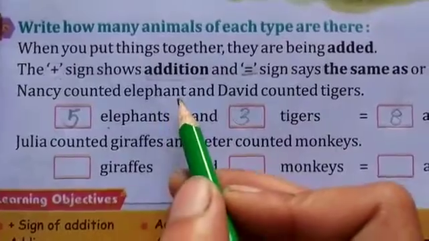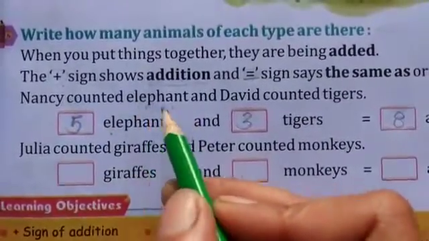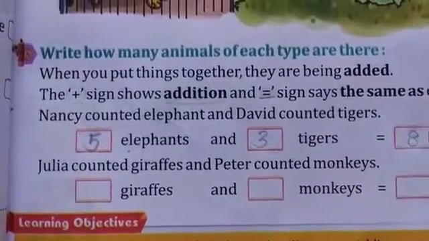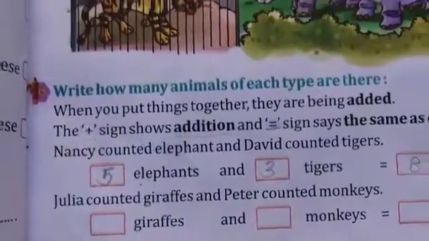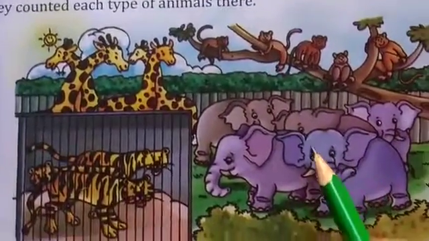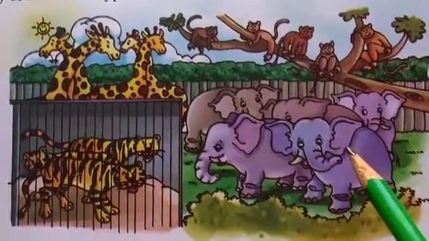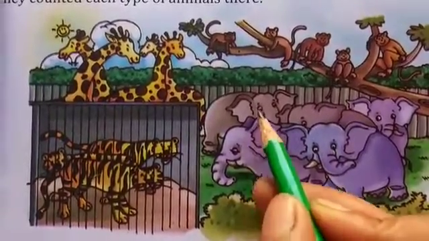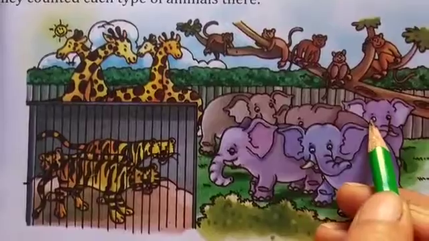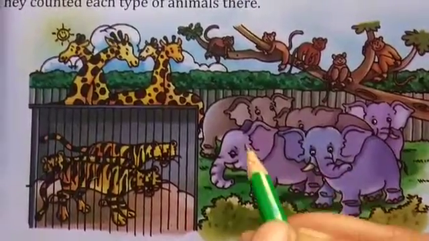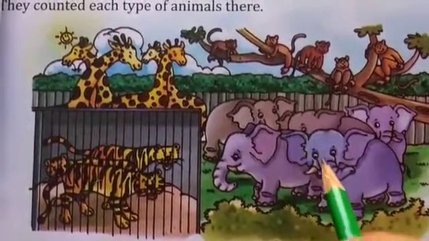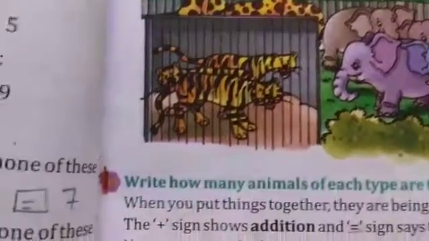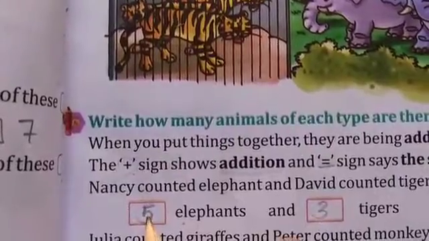Nancy counted elephants and David counted tigers. First we count the elephants. Now come to the picture and count the faces of the elephants. 1, 2, 3, 4, 5. How many elephants? 5. So we write here 5.